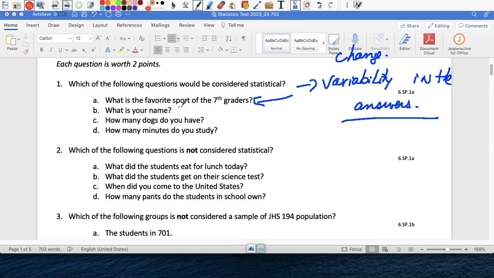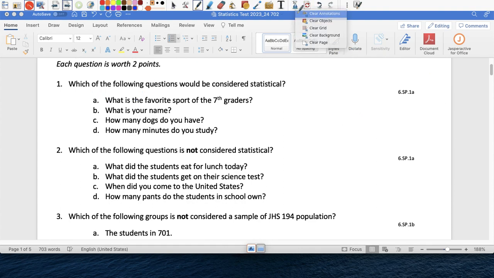If I ask you, what is your name? There's only one answer. If I ask you, how many dogs do you have? There's also only one answer. How many minutes do you study? Again, there's also only one answer. So the only one that's correct is letter A.